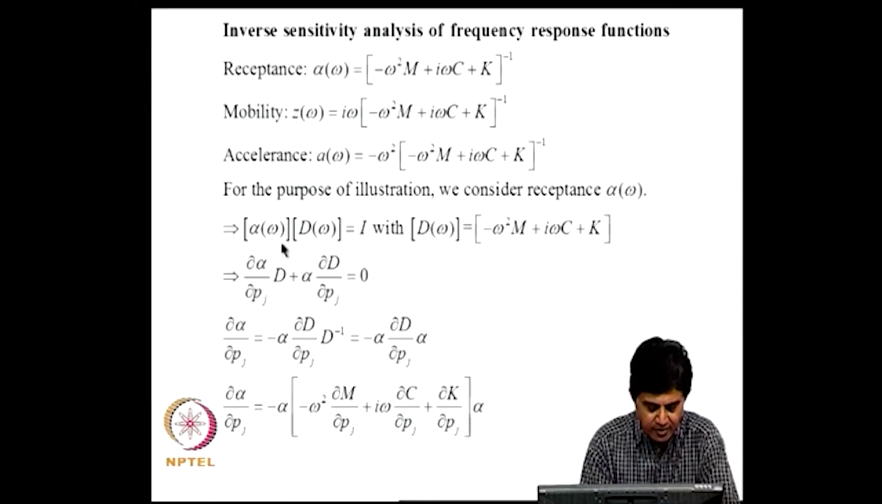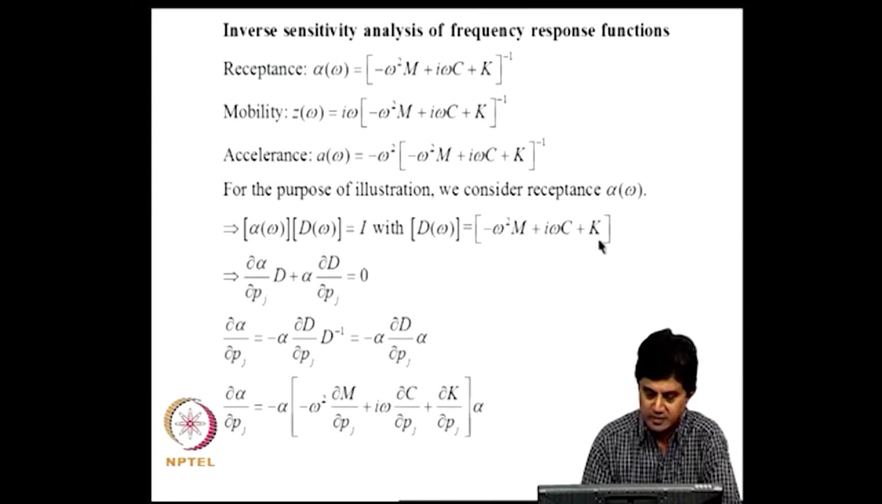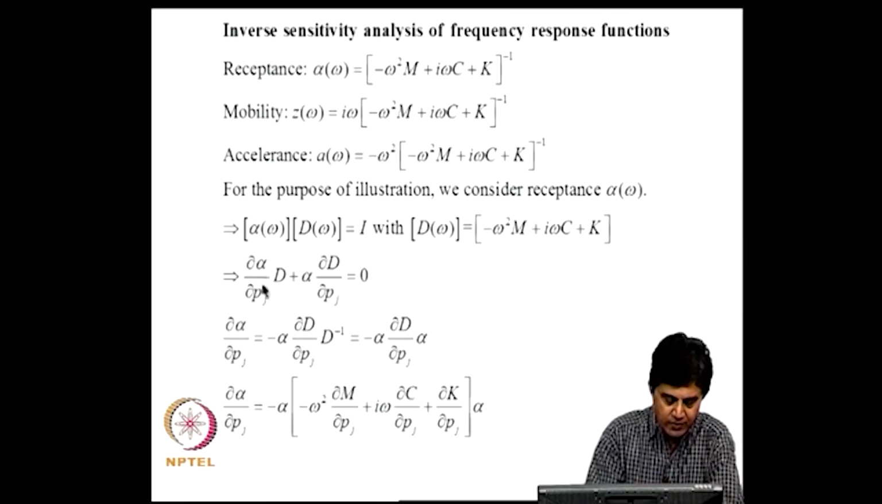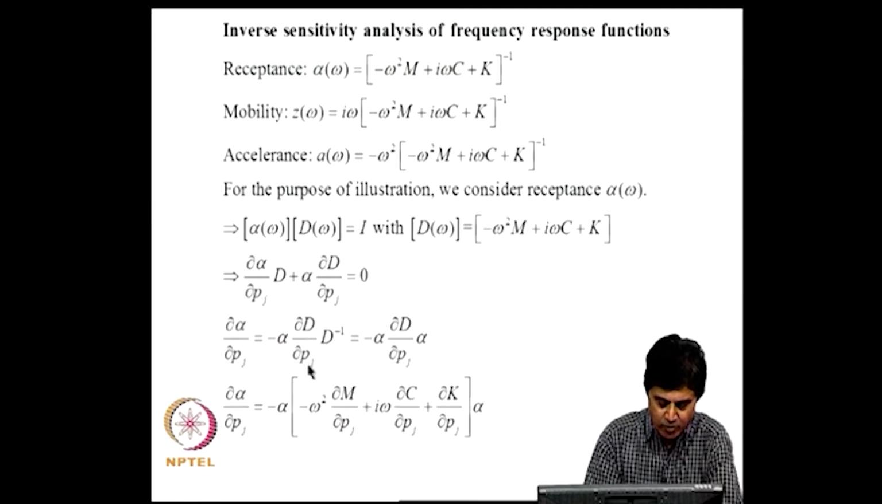Now, I can write alpha of omega into D of omega is equal to I, where D is the inverse of the receptance matrix. What I want to find is the gradient of alpha ij, some ijth element evaluated at some frequency omega, with respect to some pkth parameter. So, I differentiate with respect to pj, and I get dou alpha by dou pj into D plus alpha into dou D by dou pj equal to 0. Solving for dou alpha by dou pj, I get minus alpha, dou D by dou pj, into D inverse, which is nothing but alpha.